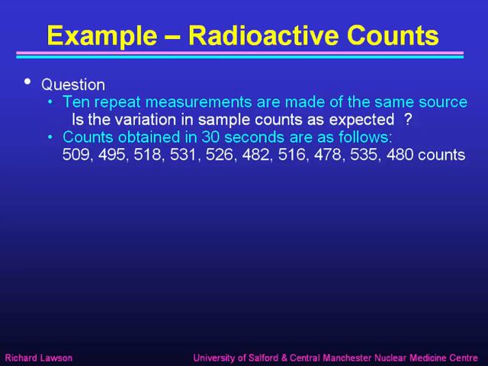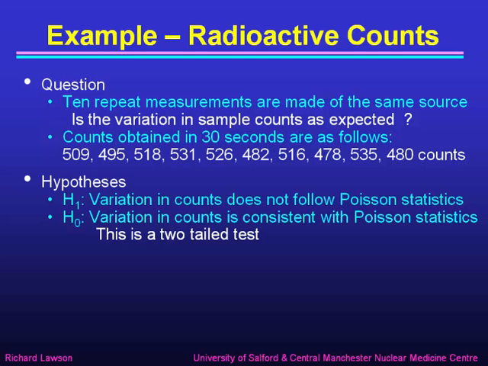So those counts vary somewhat about the mean, as you might expect due to radioactive counts, and we want to say, is this variation what we expect? So the experimental hypothesis might be that the variation in counts does not follow the Poisson statistics, and the null hypothesis is that the variation in counts is consistent with Poisson statistics. Note that's a two-tailed test because it could go in either direction.